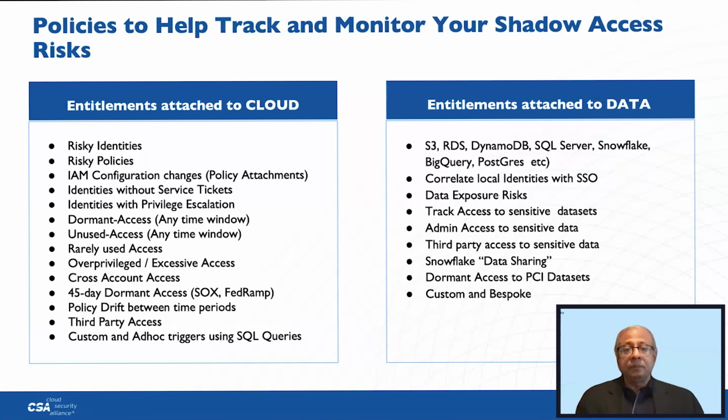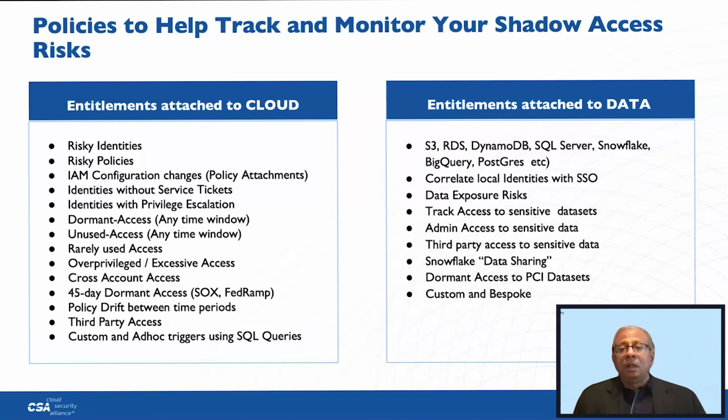Policy drift in third-party access. Increasingly, every SaaS application wants to connect your data, creating the proliferation of third-party access. So all these are entitlements attached to your cloud infrastructure environments that create shadow access. Then we have a whole dimension of entitlements attached to your data systems. When I say data, I mean things like in tables and unstructured data, columns, rows, tables, schema objects, and things like the data that resides in your S3 buckets, or Azure Blob, RDS, DynamoDB, SQL Server, Snowflake, BigQuery, et cetera, et cetera.